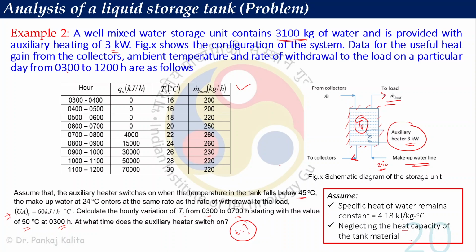So this is the question. Now let's discuss it. A well-mixed water storage unit contains 3100 kg of water and is provided with auxiliary heating of 3 kilowatts. So this is the configuration, and this is the auxiliary heating. Data for useful heat gain from the collector, ambient temperature and rate of withdrawal to the load on a particular day are given as follows.